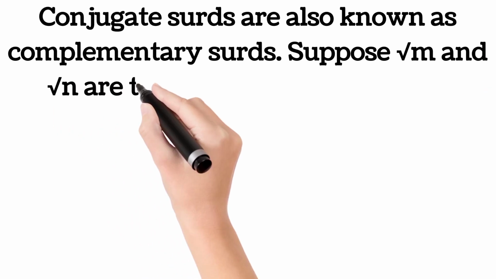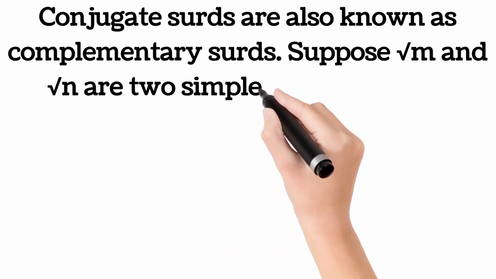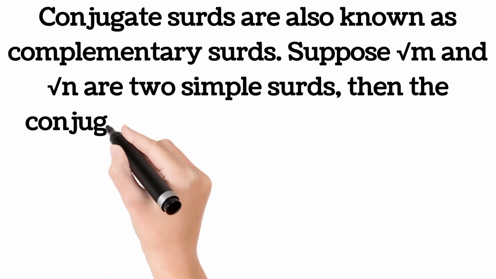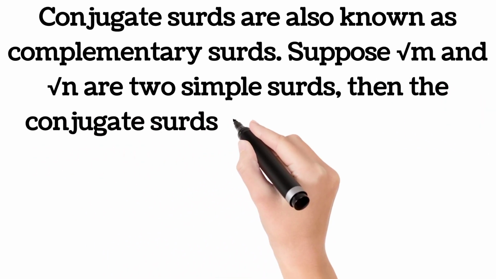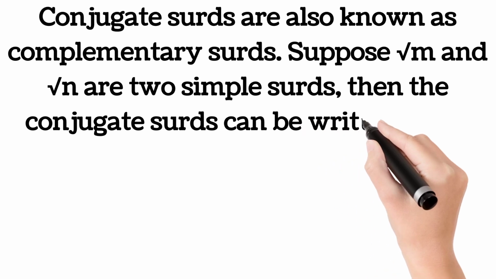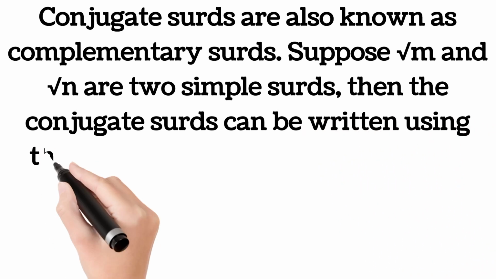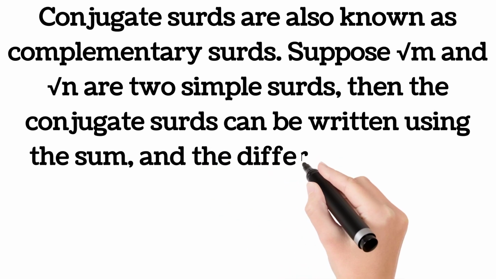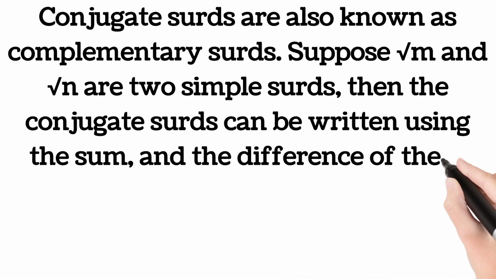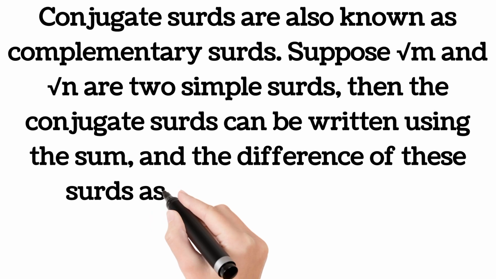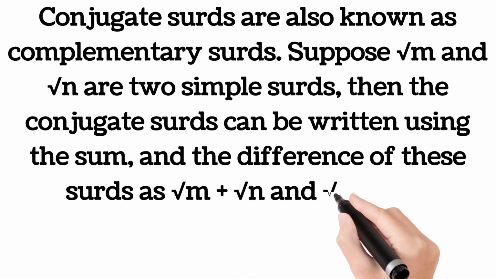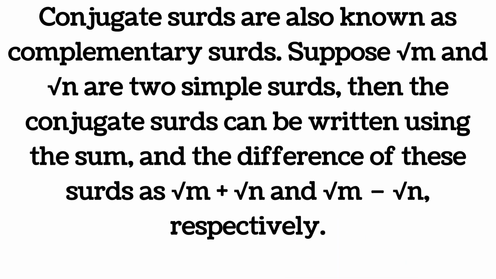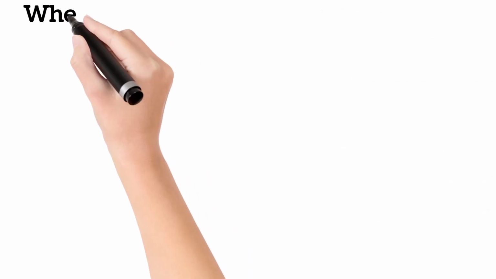Suppose root m and root n are two simple surds. Then the conjugate surd can be written using the sum and the difference of these surds as root m plus root n and root m minus root n respectively.